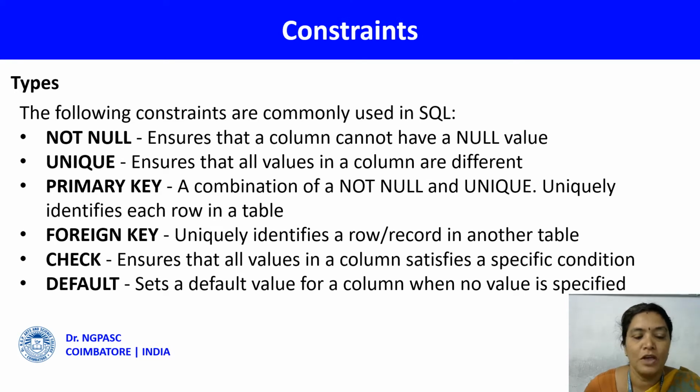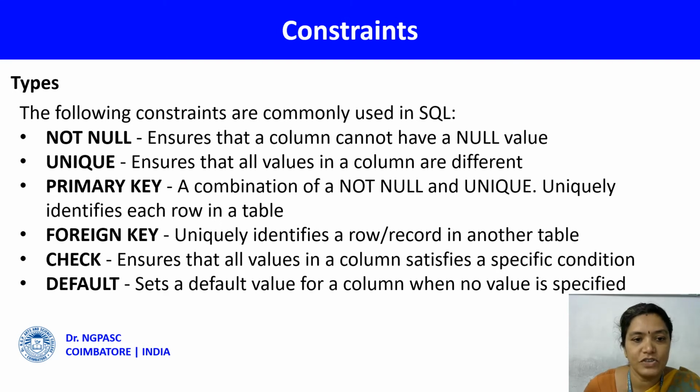The second type of constraint is unique, which ensures all the values in a particular column which is defined as unique will be different. That is, there should not be the same or repeated values for that particular column.